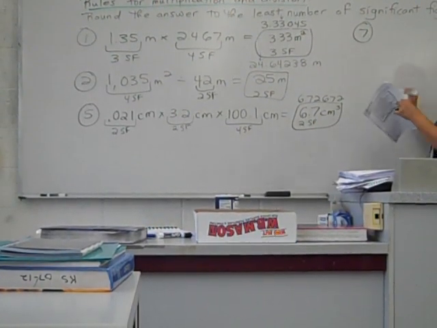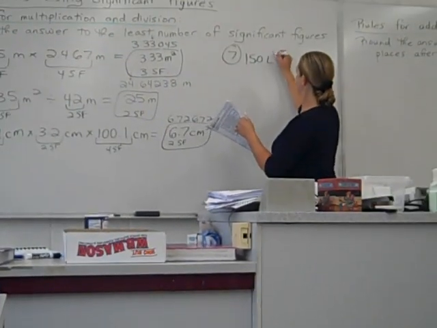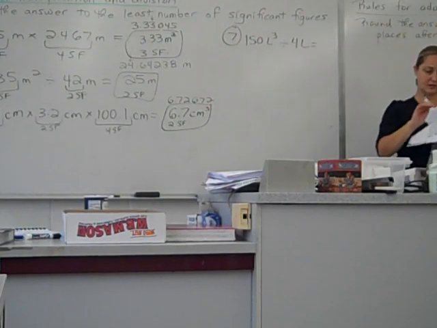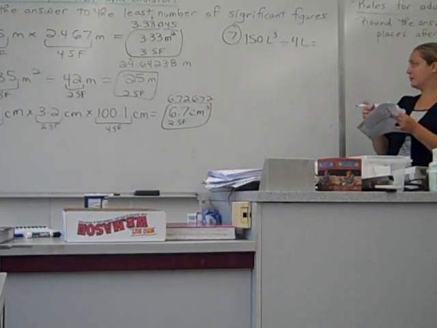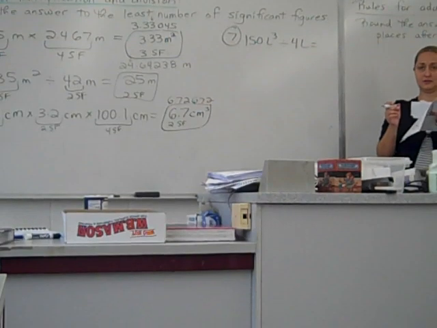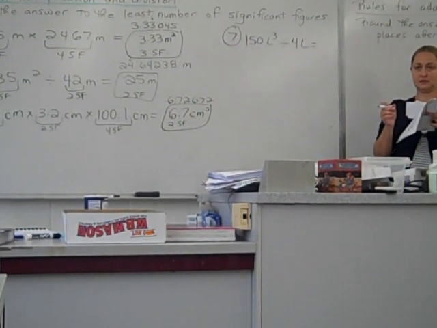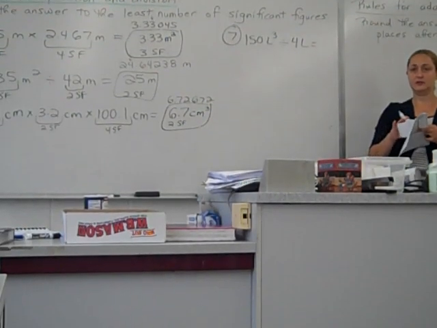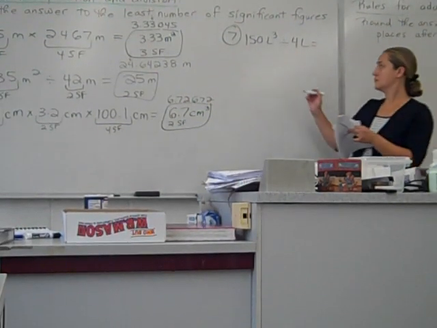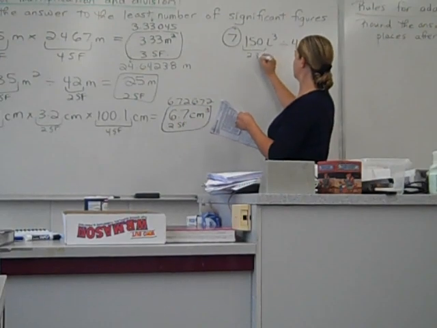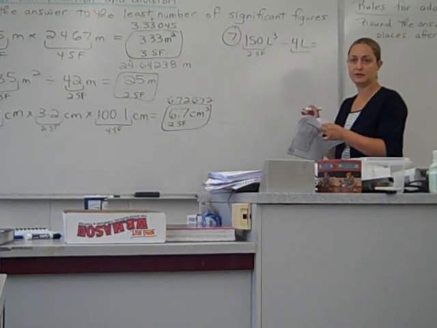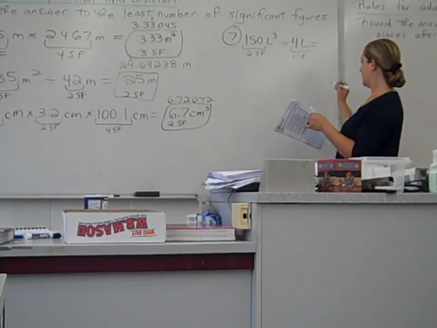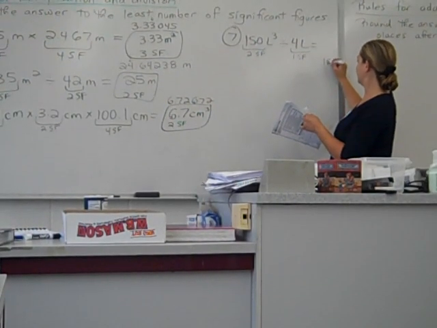Okay. Here we have 150 liters cubed divided by 4 liters. Okay, Jillian, how many significant figures in each of these? The first one is 3. Be careful. If there were a decimal point, there'd be 3. Oh, 2. There's 2 significant figures here. And how about this one? 1 significant figure here. So the answer should have 1 significant figure.